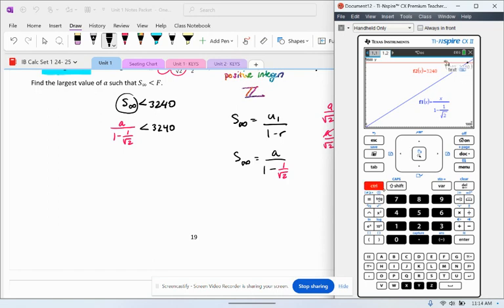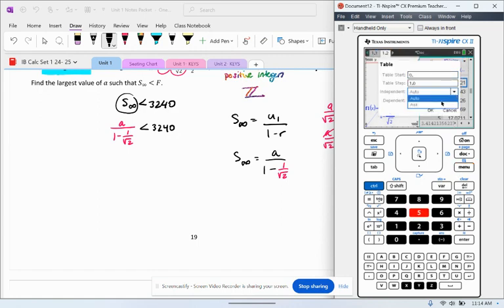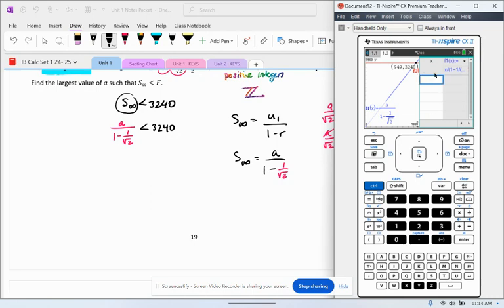Okay, we can also confirm this with the table. I like how Dylan did this in set 1. This was cool. So we're going to go to the table. We're going to do menu 2, change from auto to ask, and we're going to ask the calculator what this infinite sum looks like at the numbers we were inspecting: 948, 949, and then above.